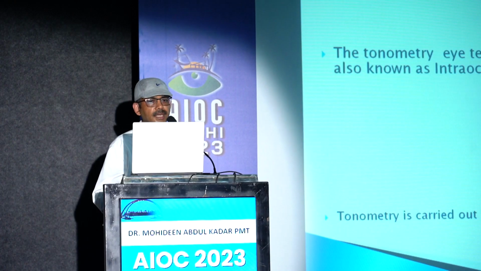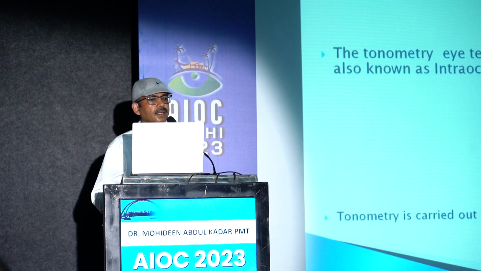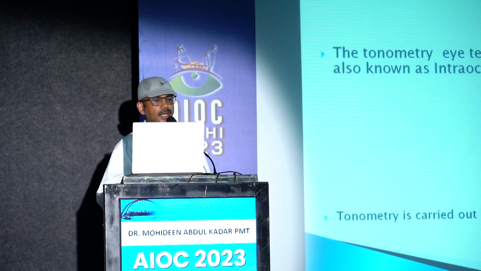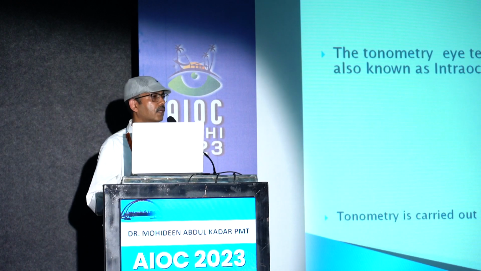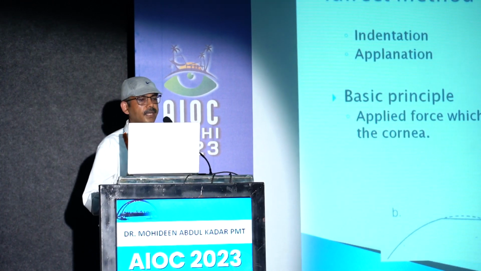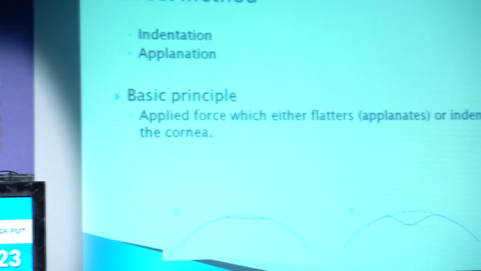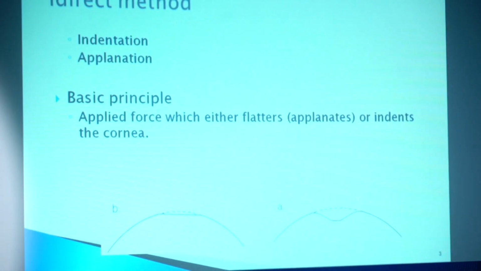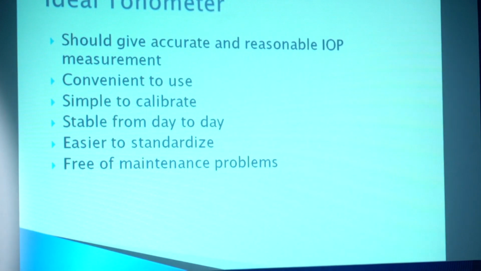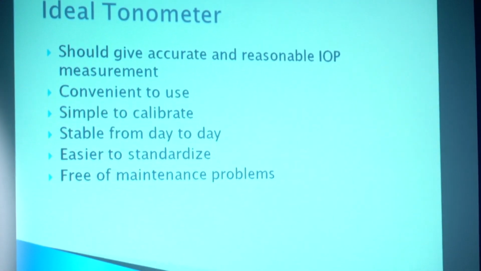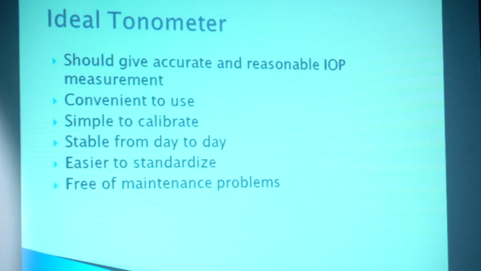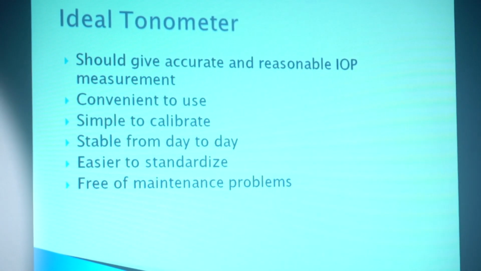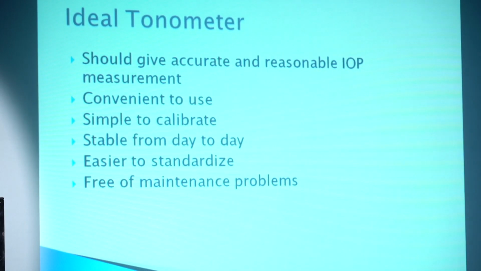The tonometer eye test measures the inner pressure of the eye, also known as the intraocular pressure, and tonometry is carried out by the instrument called a tonometer. We can do it by two methods, indentation and applanation. The basic principle is applied force which either flattens or indents the cornea. The ideal tonometer should give accurate and reasonable intraocular pressure. It should be convenient to use, simple to calibrate, stable from day to day, easy to standardize and free from maintenance problems.